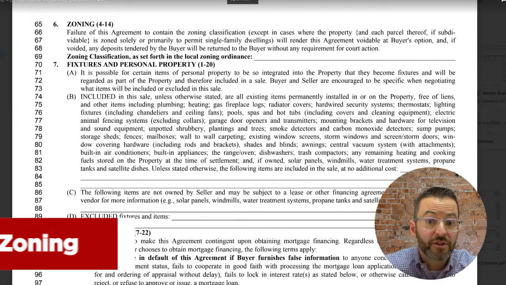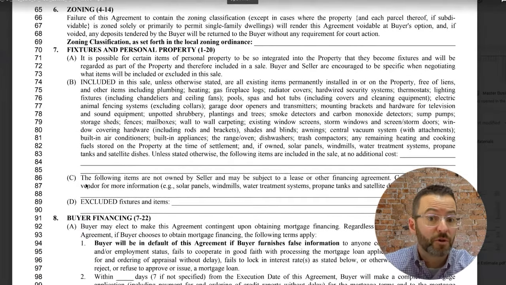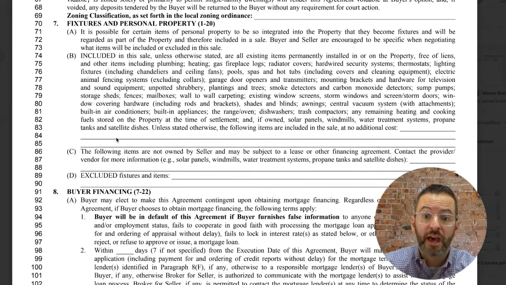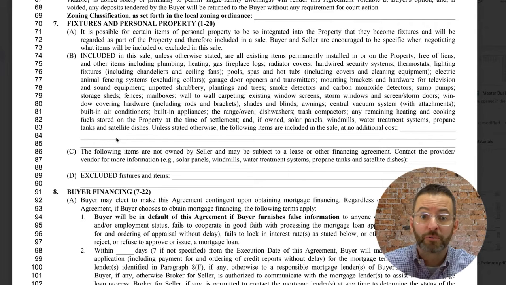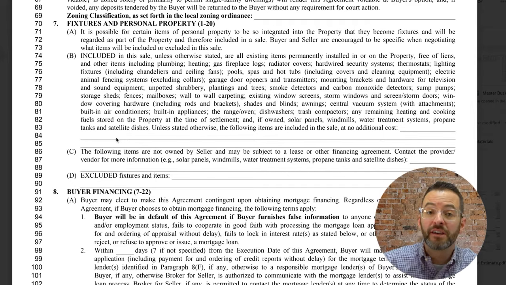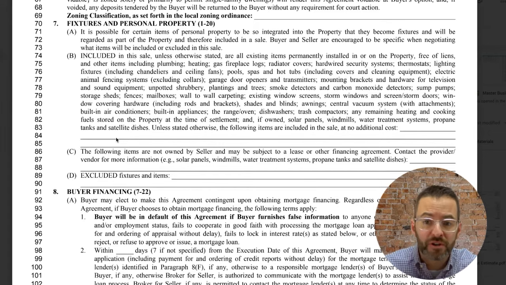On the third page, we want to identify the zoning classification, the fixtures or personal property that may be included, excluded, or leased. For example, the washer, dryer, and refrigerator are considered personal property in our area and need to be specifically listed in the contract if the buyer wishes to have them included in the sale. As for leased items, they may be above or underground propane tanks, or even some security systems are leased and not owned by the seller.